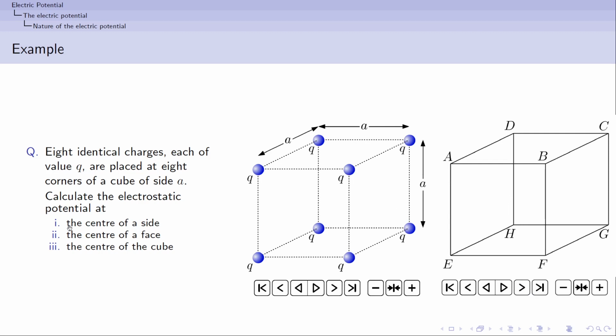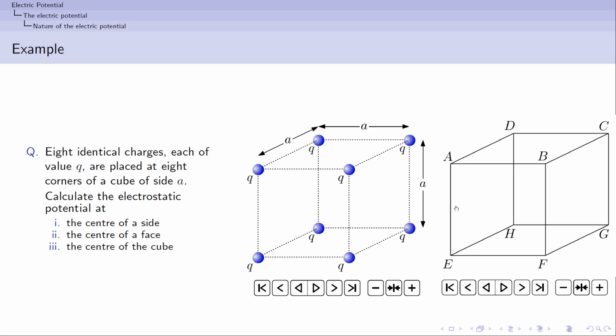The first question is to find the electrostatic potential at different points. First, what is the electrostatic potential at the center of a side? How many sides do we have? 1, 2, 3, 4, 5, 6, 7, 8, 9, 10, 11, 12. So we have 12 sides, and we need to find the electrostatic potential at the center of any one of these sides.